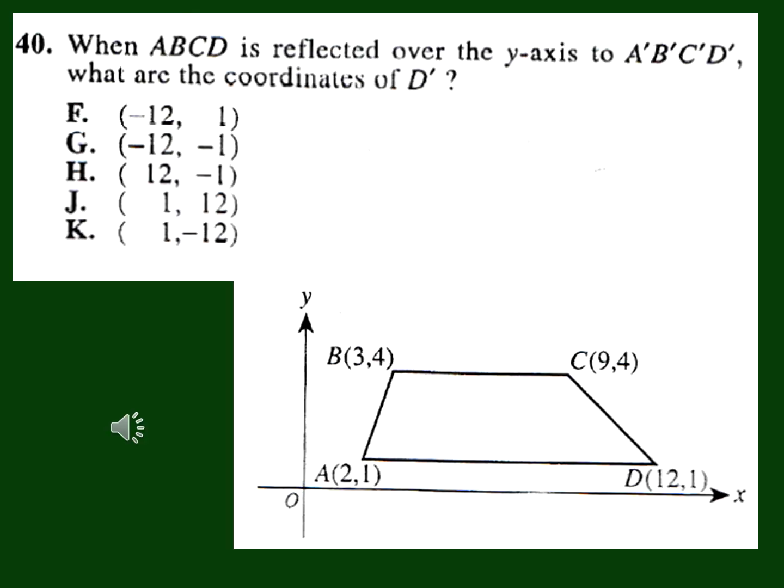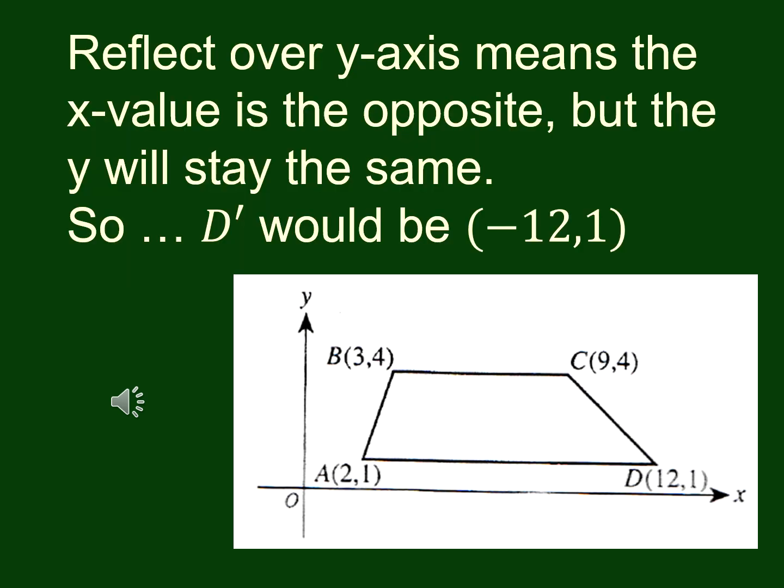So the second question, when ABCD is reflected over the y-axis to A prime, B prime, C prime, D prime, what are the coordinates of D prime? And the possibilities are -12, 1; -12, -1; 12, -1; 1, 12; or 1, -12. So a lot of schools cover this in geometry, but it's not something I generally teach myself in my classes. However, it's also not particularly hard.